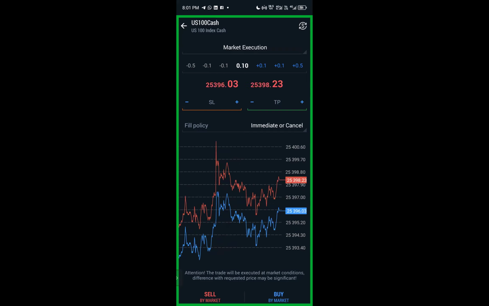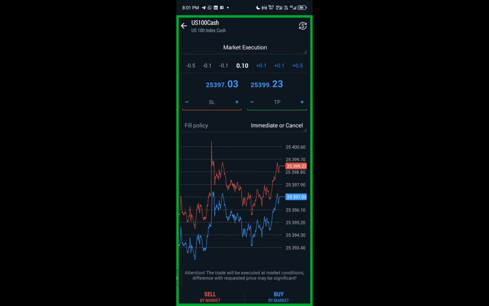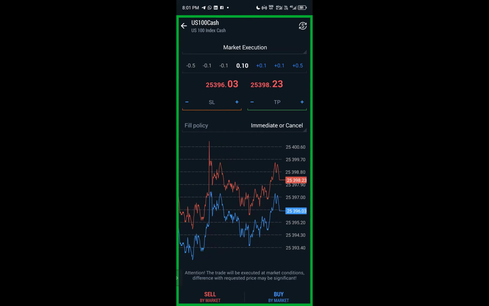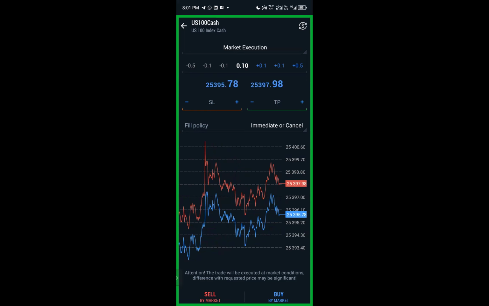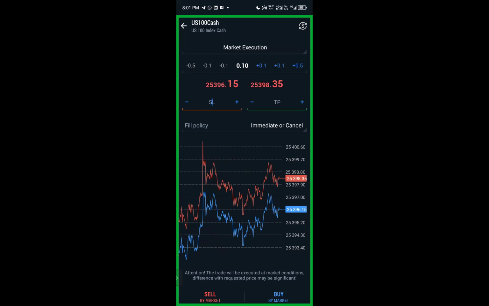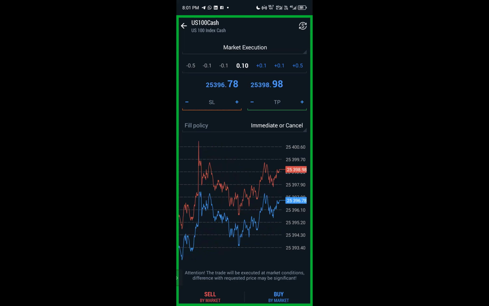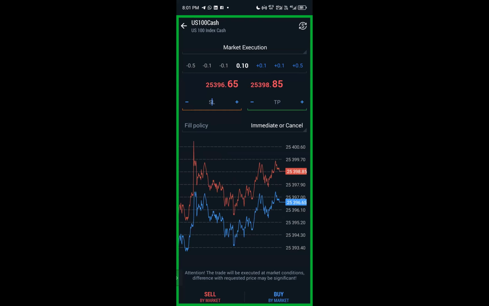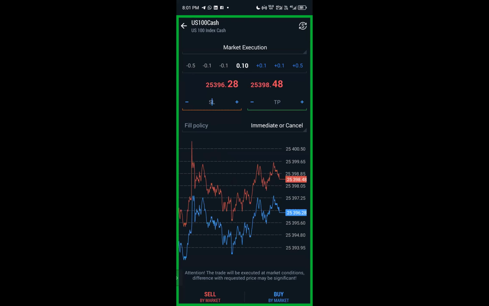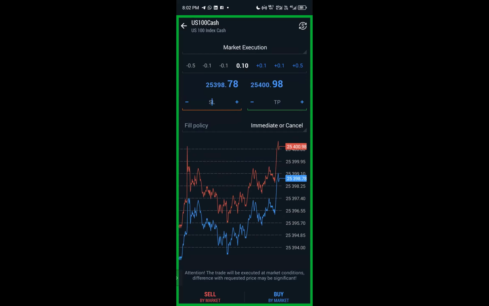And the first TP we can have. TP means take profit. Trust me, it's going to be faster than this, but now I'm taking my time. Because this is just a random trade, it's 25,294.53.